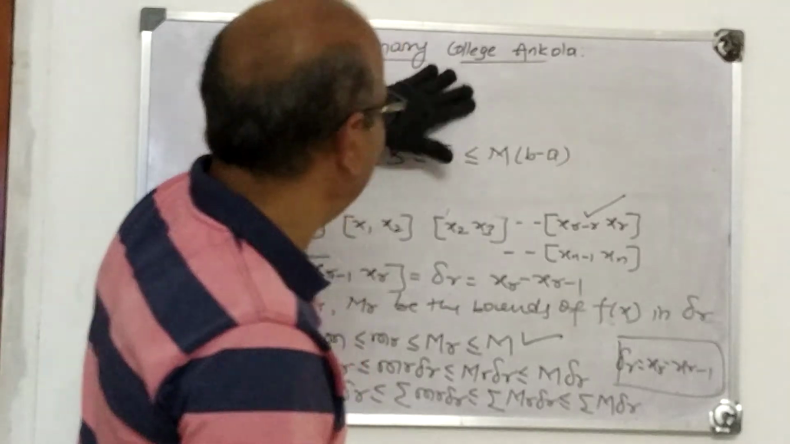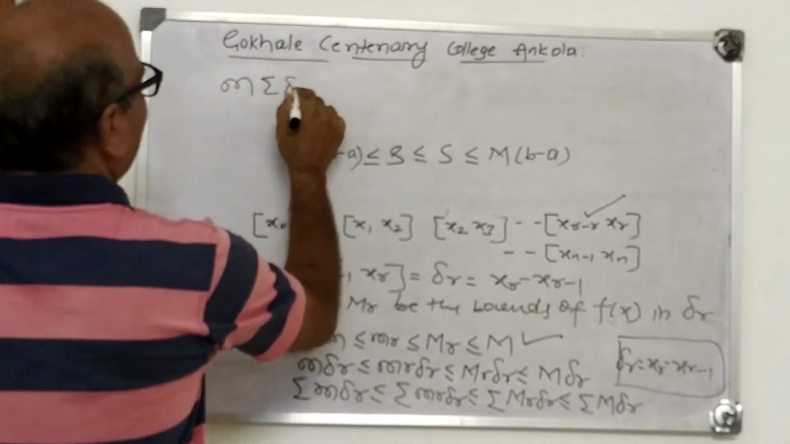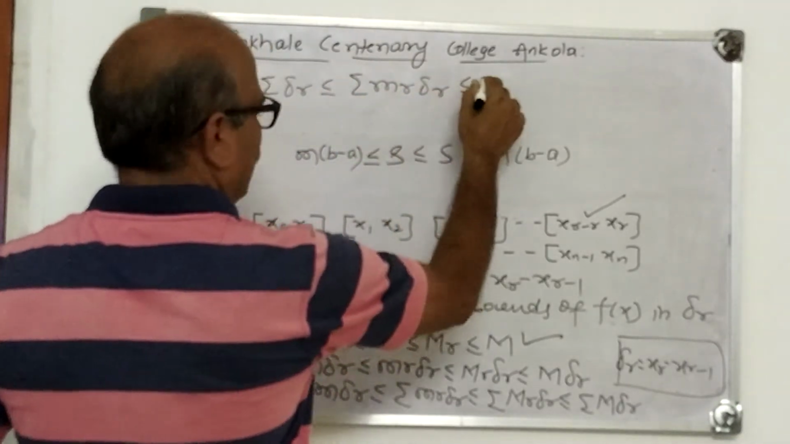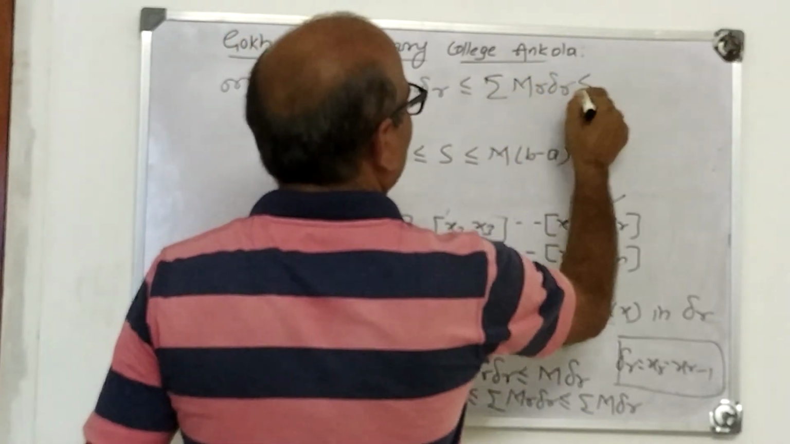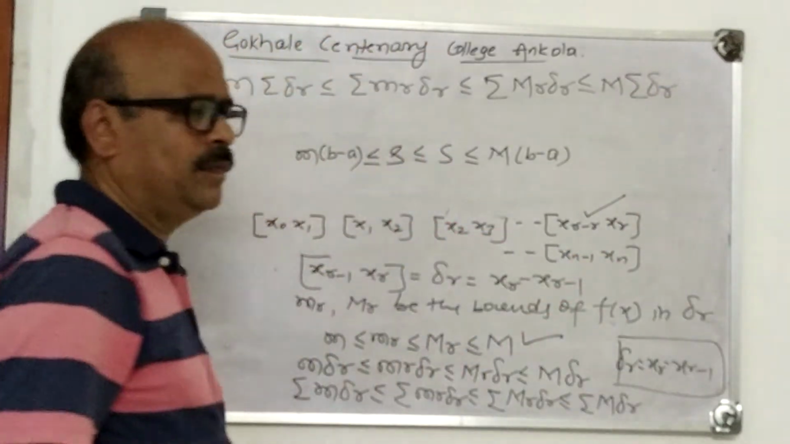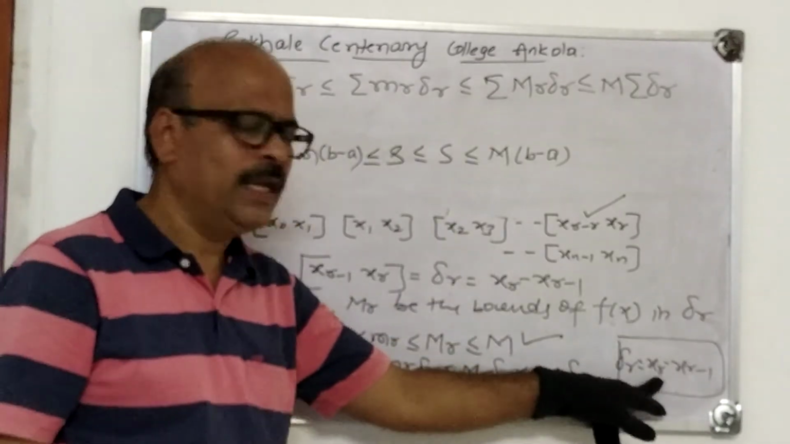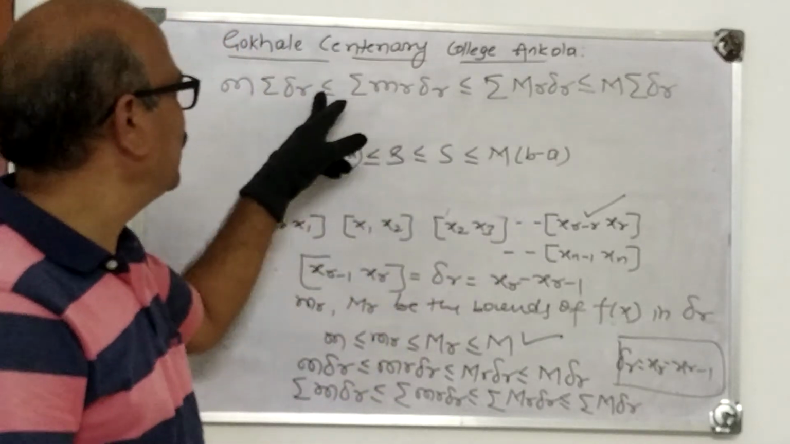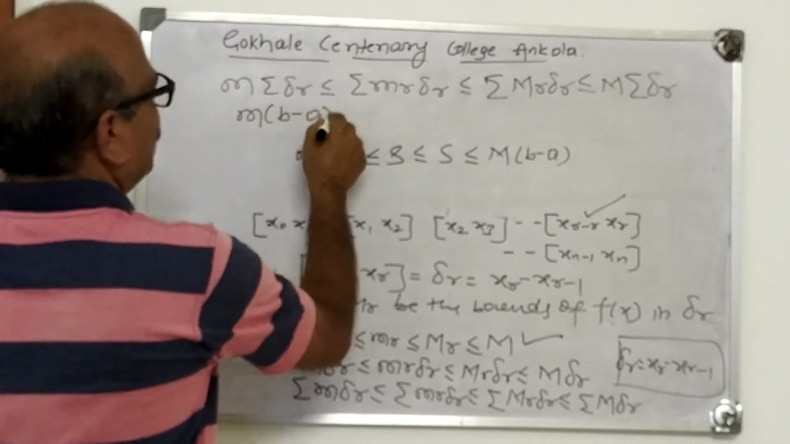Capital M is constant. So I write small m sigma delta less than or equal to sigma MR delta less than or equal to sigma capital MR delta less than or equal to capital M into sigma delta. What do you mean by sigma delta? Delta is the length of the subinterval. So the sum of the subintervals is sigma delta, which is b minus a, the length of the interval.